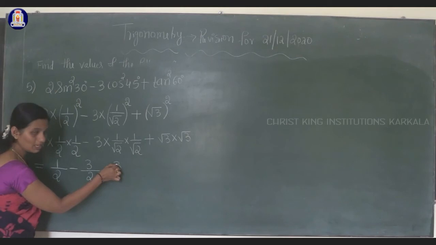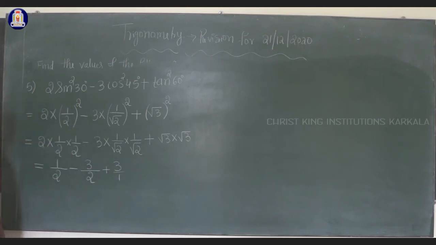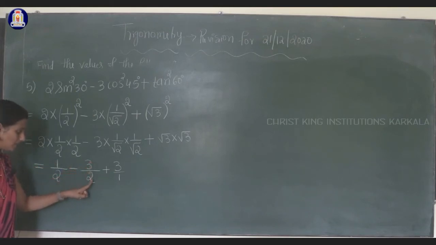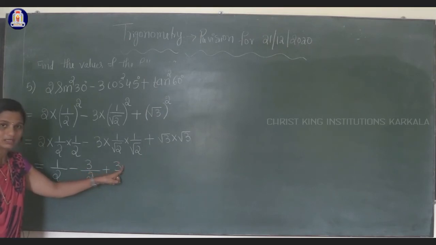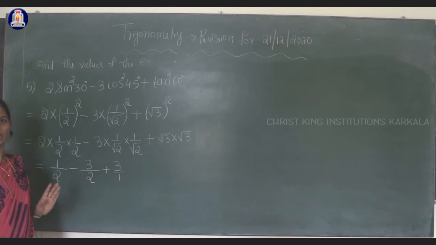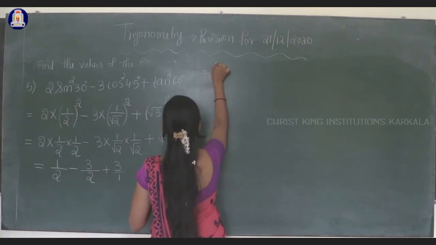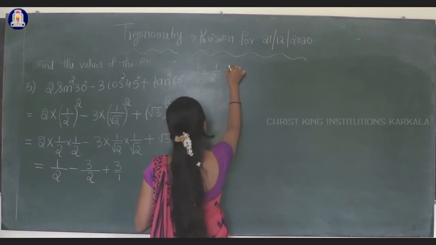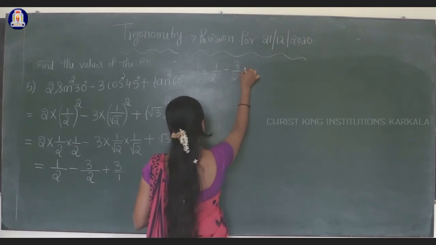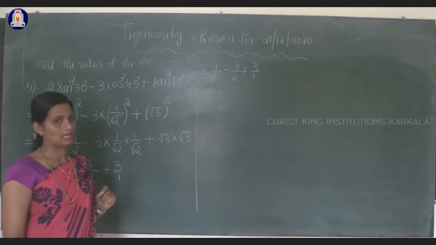So here there is only a numerator, so I make it 1, divided by 1. Clear? Yes. Now 1 by 2 minus 3 by 2 plus 3. But for simplification I wrote it as 3 by 1. 3 by 1 and 3 both are the same. Clear? Yes. Now again I will write here: it is equal to 1 by 2 minus 3 by 2 plus 3, which can be written as 3 by 1. Then it is easy to take the LCM.